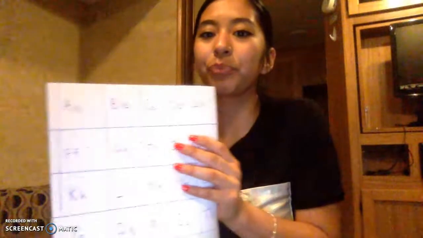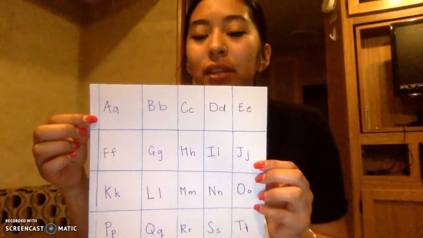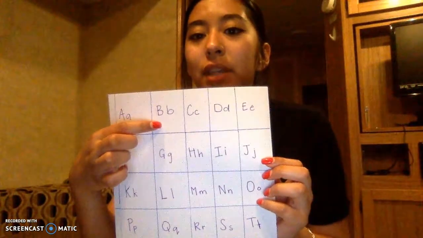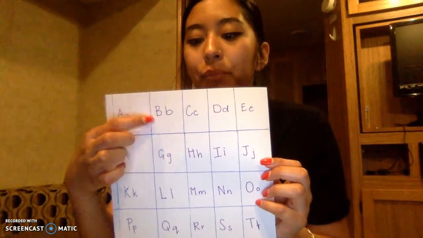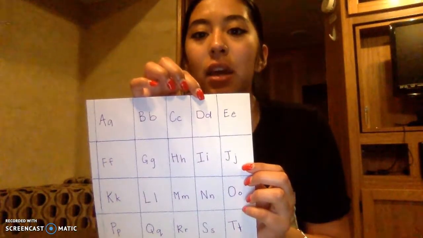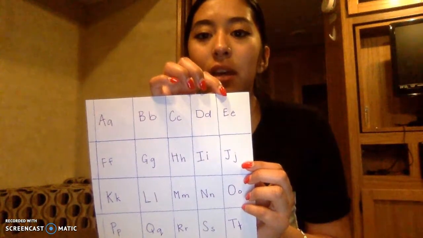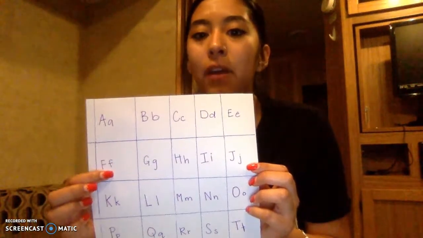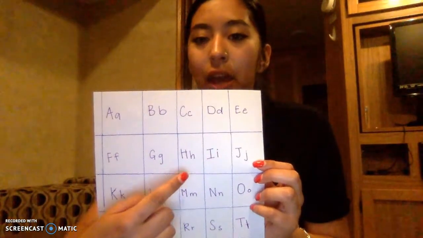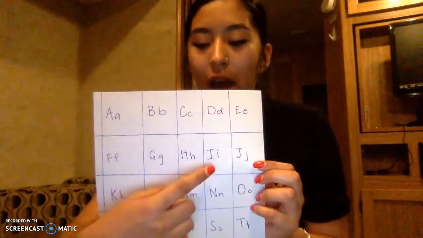All right, so now that you've had time with that activity, we're going to go over the alphabet once more, but this time we're going to do the sound to each letter. So A, the sound for the letter A is A. B, the sound for the letter B is B. C, K. D, D. E, E. F, F. G, G. H, H. I, I.